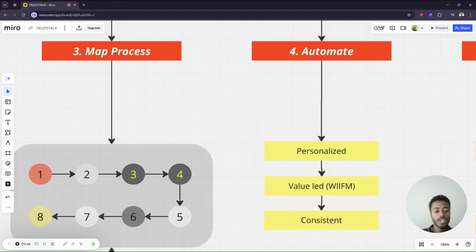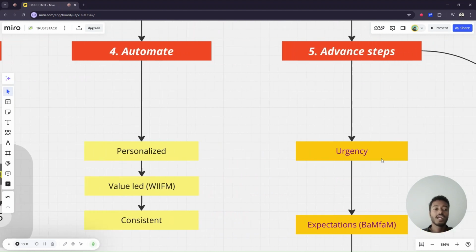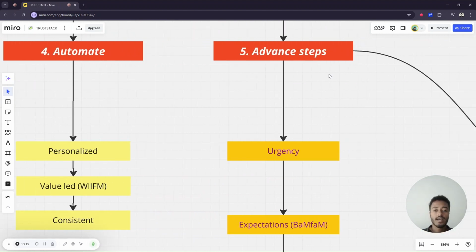Okay, and so you need to be consistent. You need to make it personalized at the same time. Okay, just because it's automated doesn't mean it's not going to be personalized. You can, of course, make it personalized. The last step is advancing the steps.